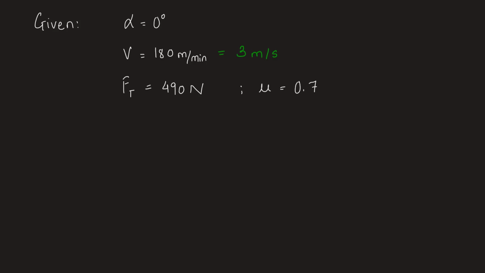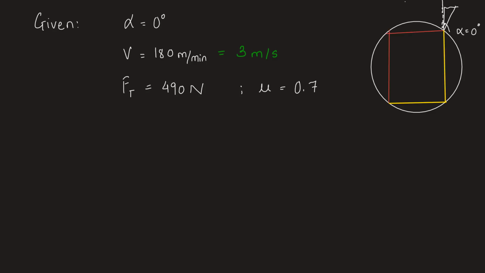Now for this given configuration, if we draw the Merchant circle diagram, this is how it will look. If this is the cutting tool, it's at 0 degree rake angle. So with the vertical, the tool is making a 0 degree angle. That's the rake angle. The forces can be then denoted as: this is the cutting force in the cutting direction, this is the thrust force. Opposite to the cutting force is the normal reaction, and this is the friction force.